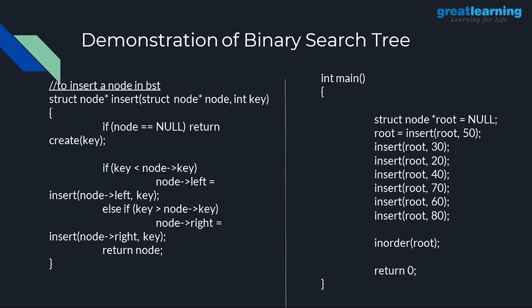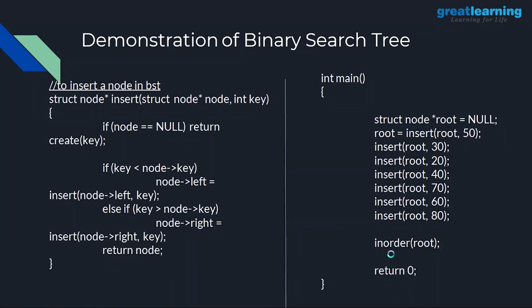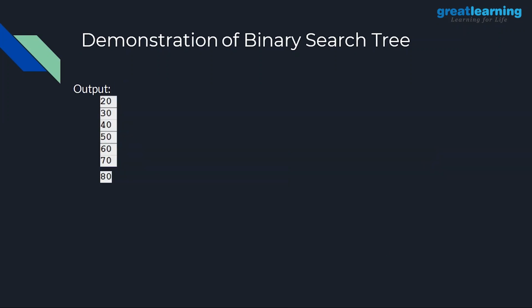If you said it will be in sorted order, then you are right. Absolutely. You see 20, 30, 40, 50, 60, 70 and 80. This is the output because we are using an in-order traversal. Okay, so now it's time for the bonus question.